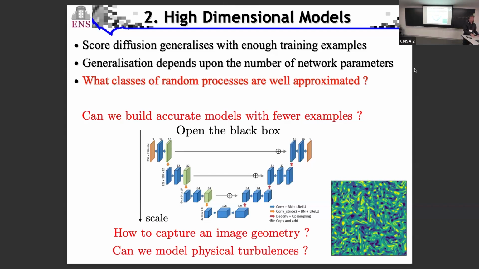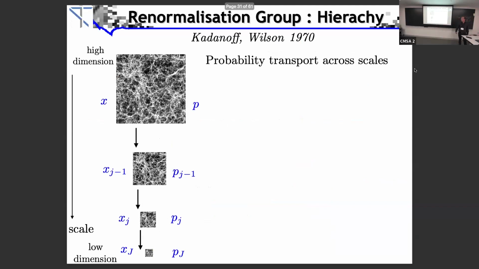So the question will be, when you have very complex geometry like the one that has been shown for turbulence, can we build models of such things which are not a total black box like what you would get with a deep neural network? So the observation is old. This is the observation that was made by Kadanoff and Wilson: if you want to analyze the probability distribution of a microscopic physical field at a macroscopic scale, one way to analyze its properties is to look at the evolution of the probability distribution across scale.